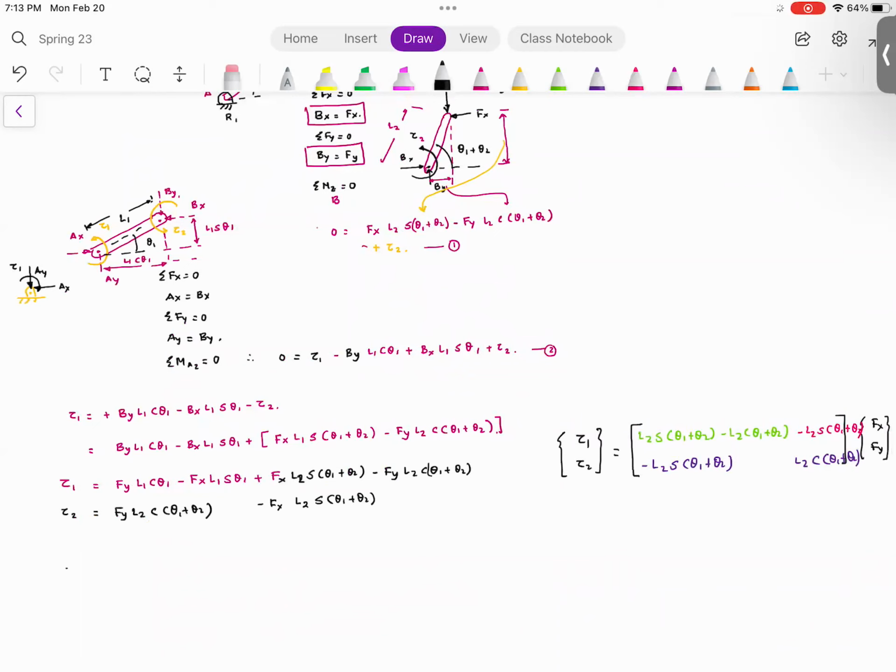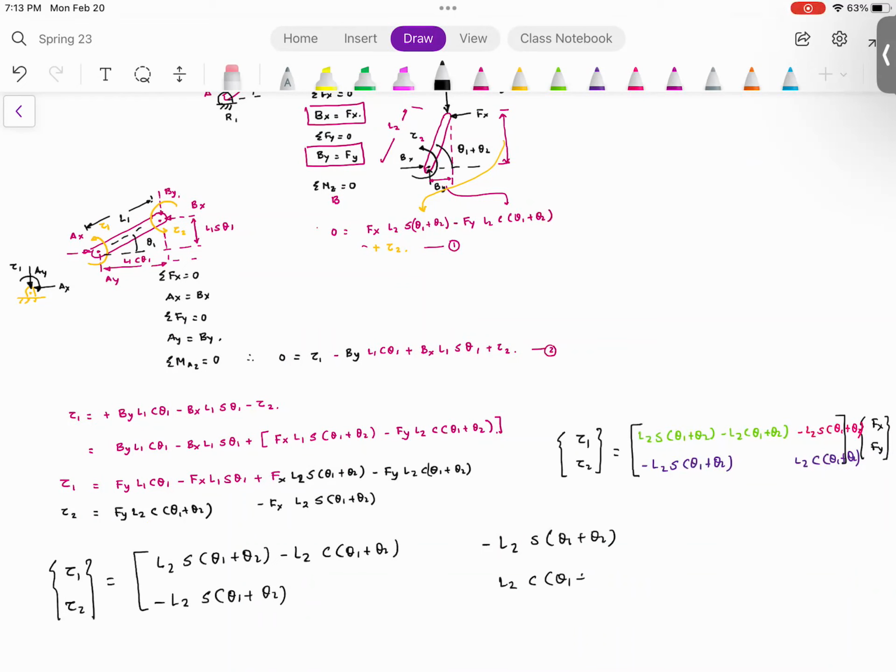So I better write this properly. Tau 1, tau 2 is equal to L2 sine theta 1 plus theta 2, minus L2 cosine theta 1 plus theta 2, minus L2 sine theta 1 plus theta 2, and L2 cosine theta 1 plus theta 2, multiplied by Fx and Fy.